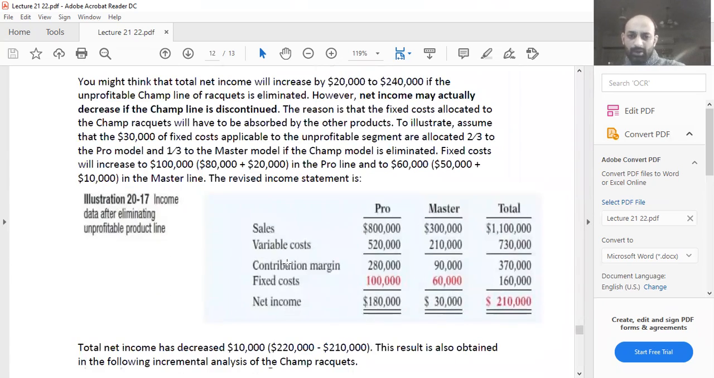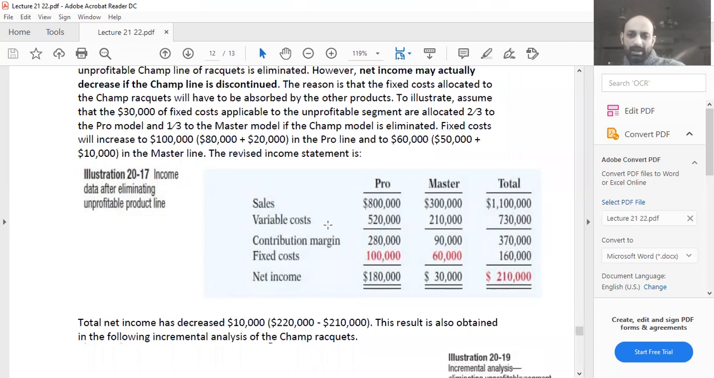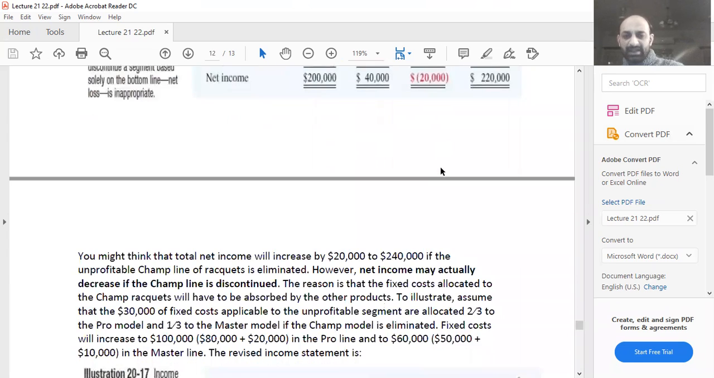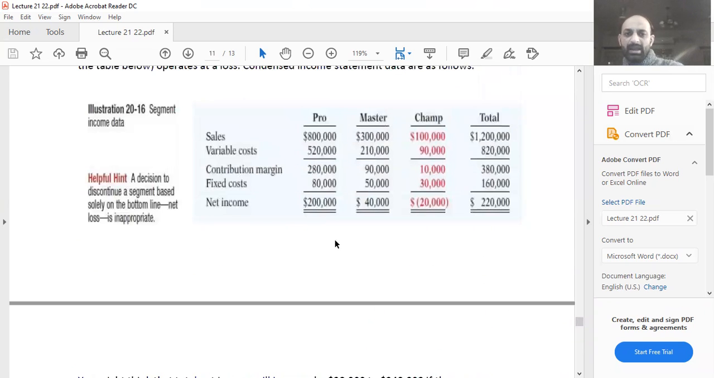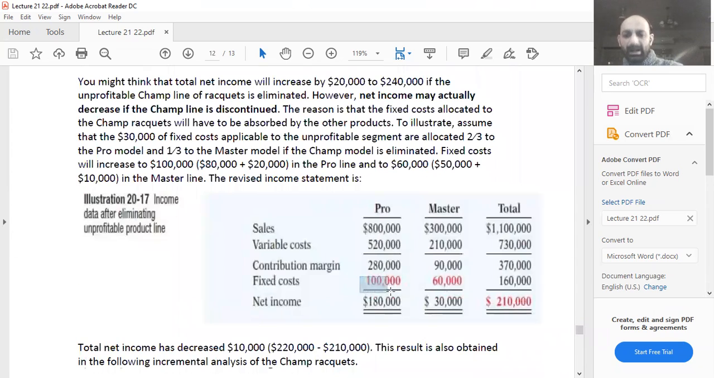So now we look at the incremental analysis point of view chart. We say that if we stop making the Champ model, what will be the net income then? Since your fixed cost of 30,000 will now be absorbed by the other two, we assume that the 30,000 of fixed cost applicable to the unprofitable segment is allocated 2/3 to the Pro model. So the Pro model's fixed cost was 80,000, and you gave 2/3 of 30,000 to Pro, so it comes to 100,000.